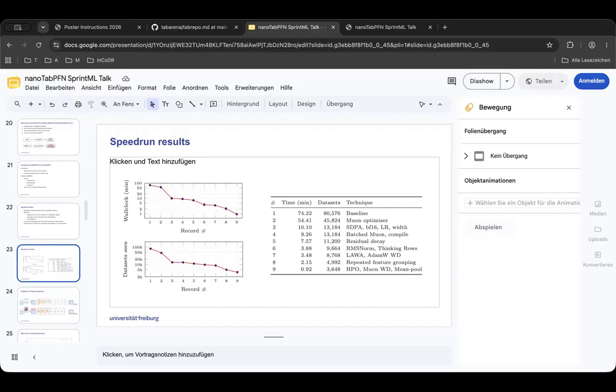Okay, interesting. But I'm actually supervising a group of students here that are looking into curriculum learning for nanoTabPFN and whether this can speed up the training there. Not in the speedrun benchmark setting, but in their own.